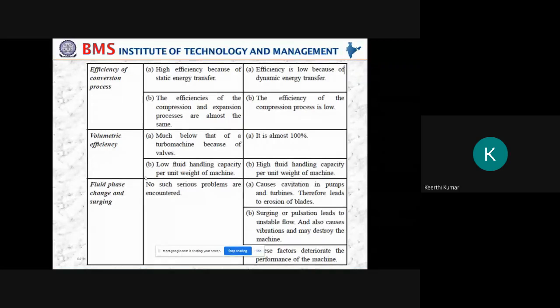And these are all I'll cover in the next class. Or else briefly I'll explain. In the next class, I'll go into detail. Okay. See, efficiency of the conversion process.